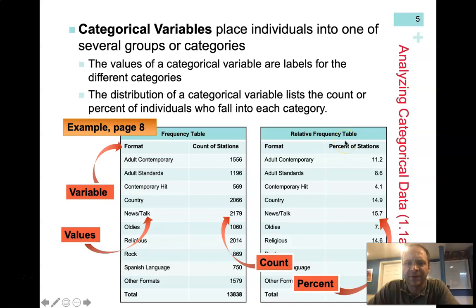Now, a relative frequency table takes those and converts them into percents. So if you were to take the 1,556 and divide by the 13,838, you would get 11.2%, and so on with the 1,196, and you divide by the 13,838, you would get the 8.6. And so we can see here an idea of how categorical variables can be placed into a table. We have a frequency, which looks at the counts. We also have a relative frequency. A relative frequency looks at the percents.